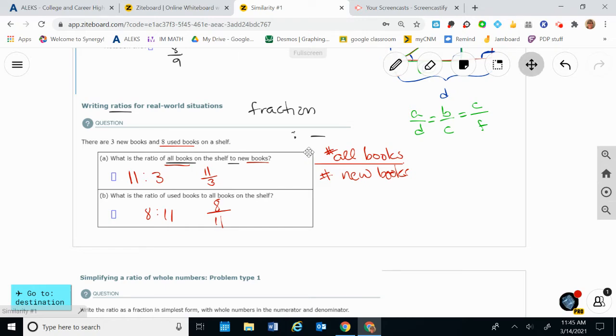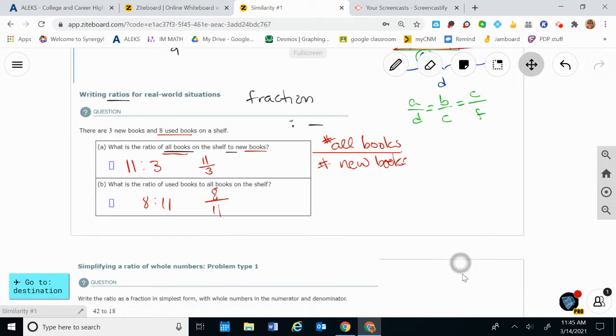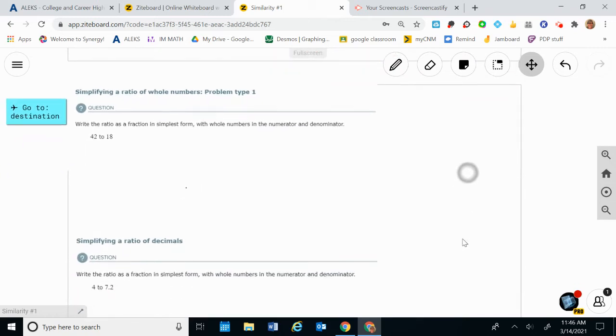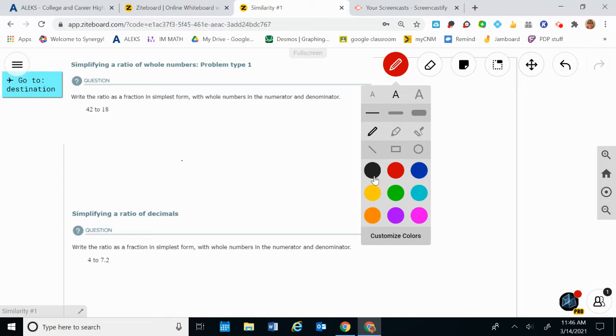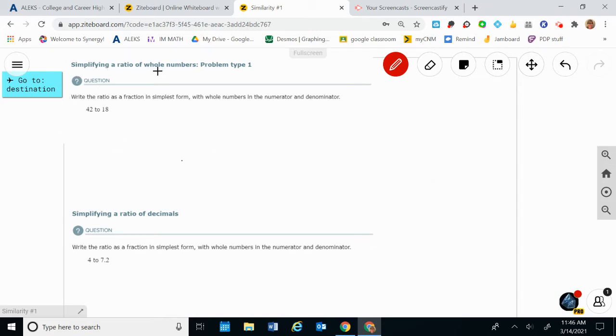Again, I didn't do 2 because a lot of these, half of you are already done with. Okay, so let's go ahead and move on. It says simplifying a ratio of whole numbers, problem type 1. The main thing you're going to be doing is knowing how to reduce, okay?